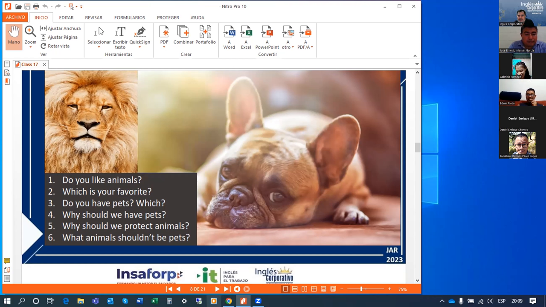But of my daughters. In my house, we have a cat. In my case, I don't have a pet because it's a responsibility, feeding and washing, and I don't have time. Okay.